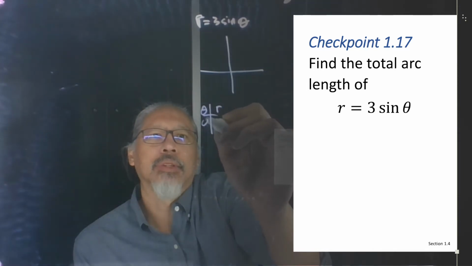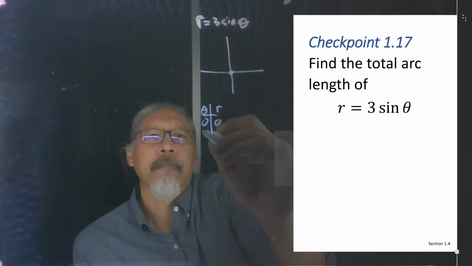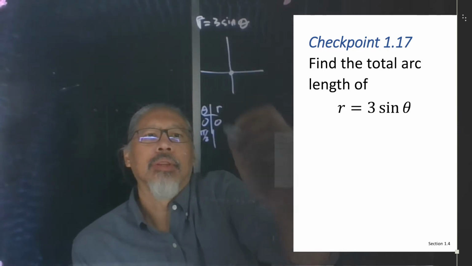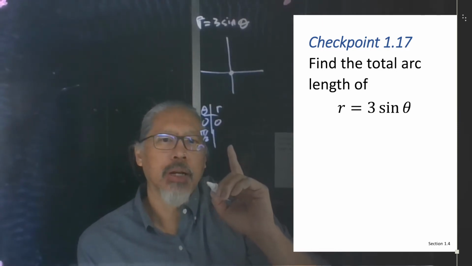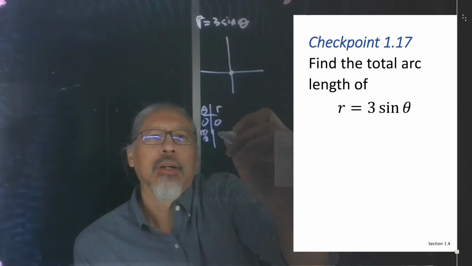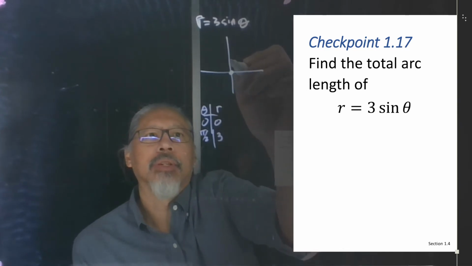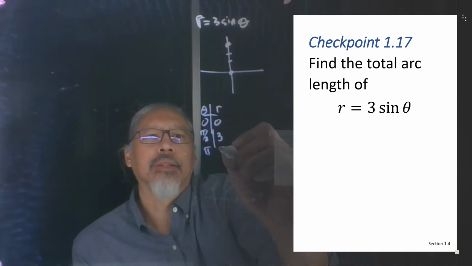When theta is equal to 0, we're at 0. When theta is equal to, let's go pi over 2, sine of pi over 2 is 1, and this will give you a 3. 1, 2, 3, and at pi it's back to 0 again.